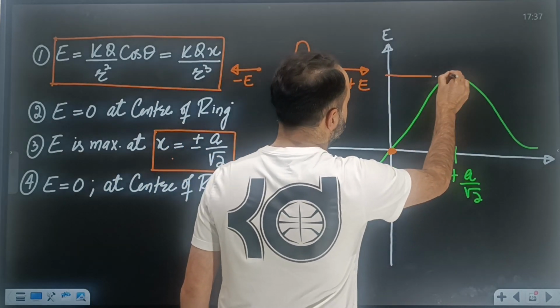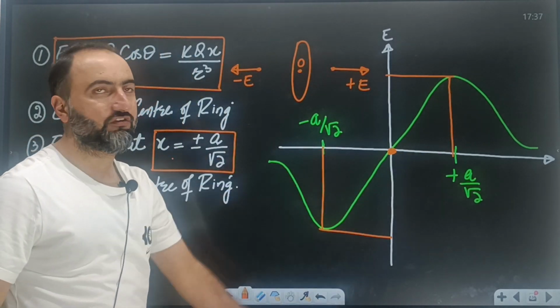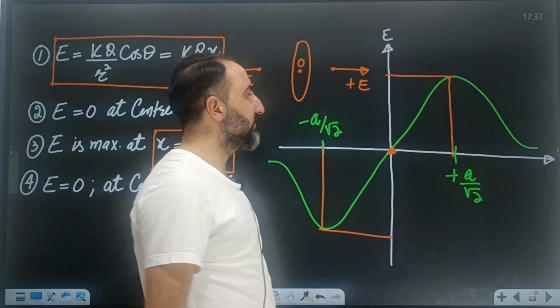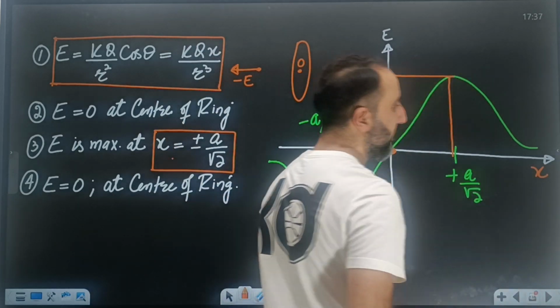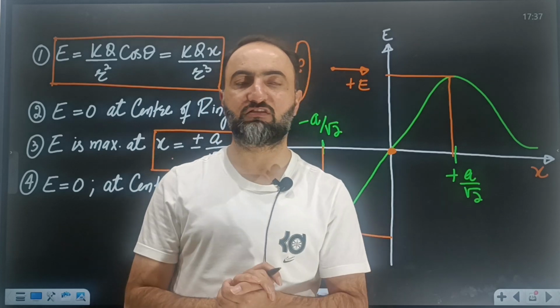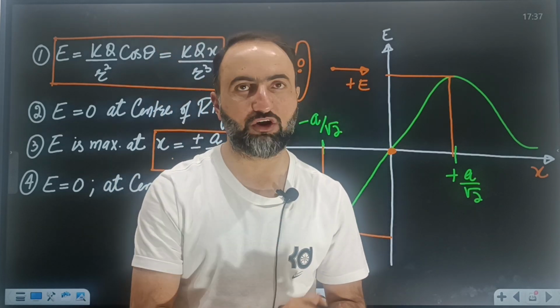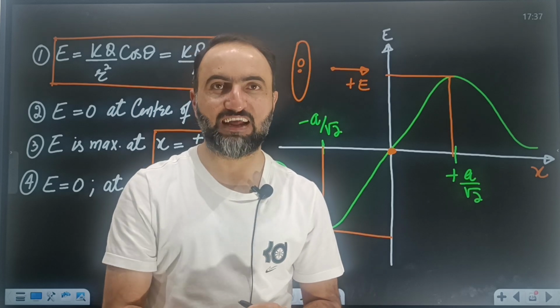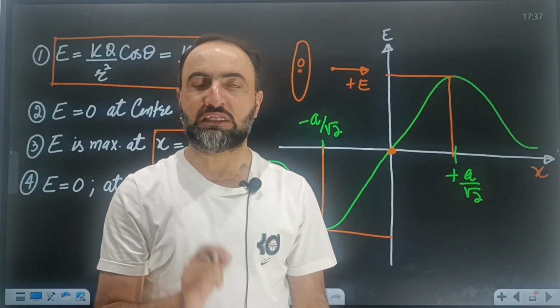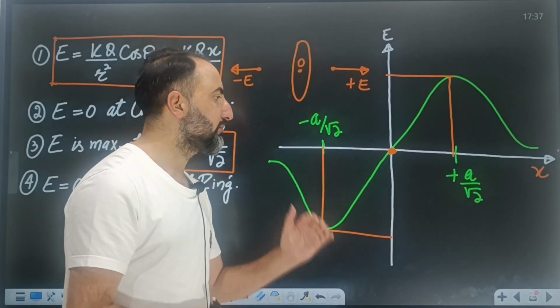That will be maximum. That is maximum at plus minus a by under root 2. At the center, electric field is equal to 0, and this is your E versus x graph for a uniformly charged ring. ठीक? तो आप याद रखो बेटा, point number first is that electric field due to the uniformly charged ring is called kq cos theta divided by r square. Number second is that it is 0 at the center. Number third is that it is maximum at plus minus a by under root 2, and the graph is simply like this.